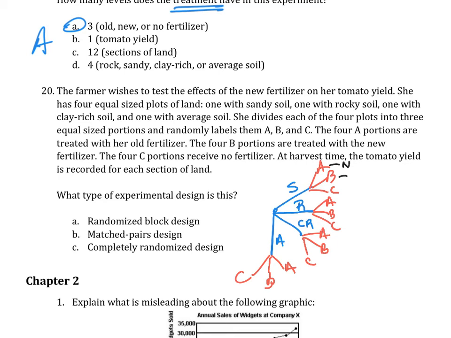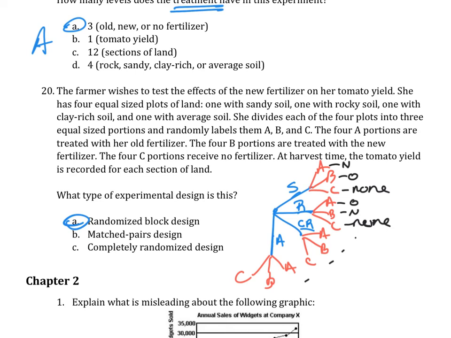So like we had new, old, none. Or old, new, none, etc. So all of them, each type of soil had all of the treatments. This is the randomized block design because we split up our individuals into blocks first, which is the type of soil. And then within each block, we randomly assigned all the treatments.